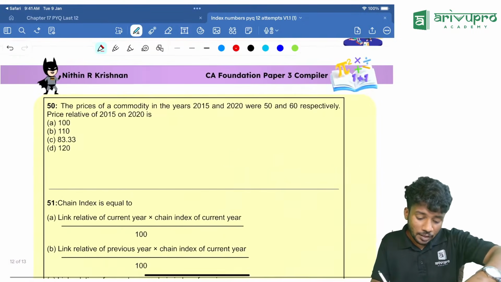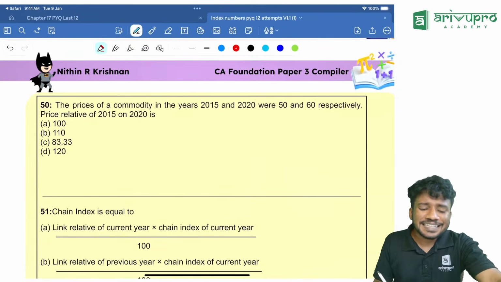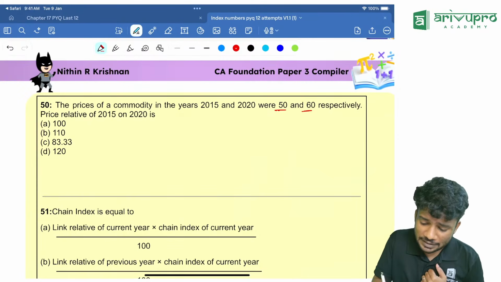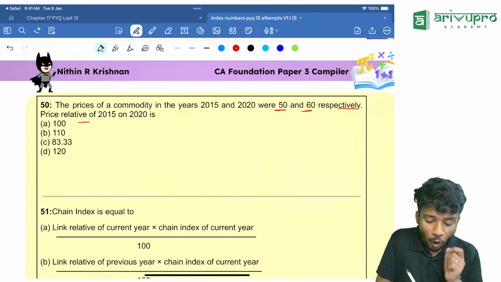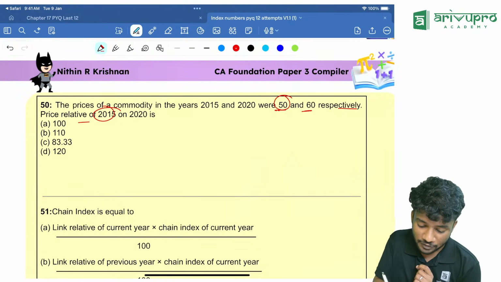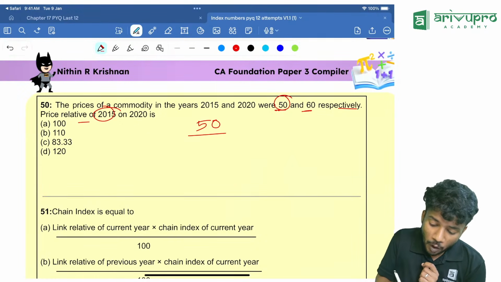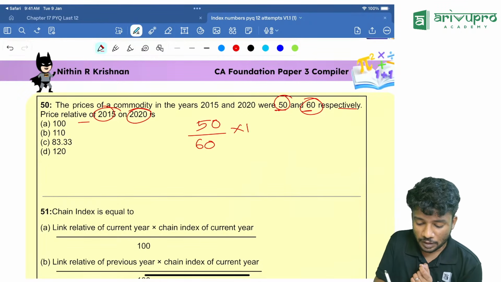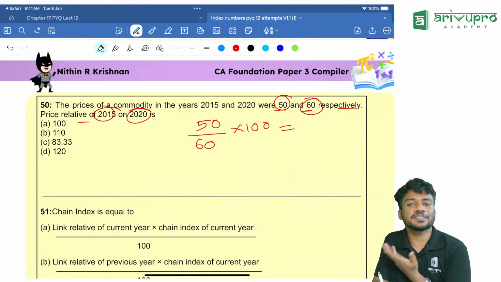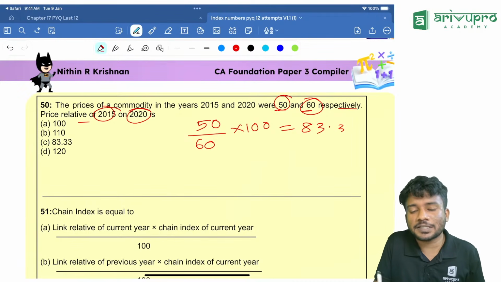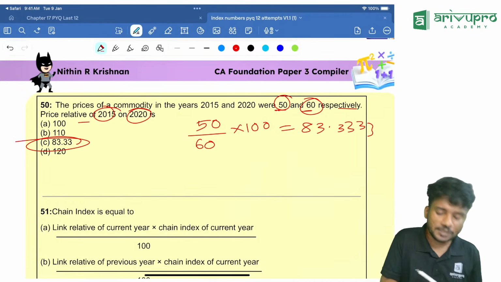Next one. The prices of a commodity in the year 2015 and 2020 are 50 and 60 respectively. Price relative of 2015. What is the price of 2015? 50 divided by, and 2020 means divided by 60 into 100. Okay, 50 divided by 60 into 100. Very easy. Take your calculator. 50 by 60 multiplied with 100, which is equal to 83.3333. Option C is your answer.